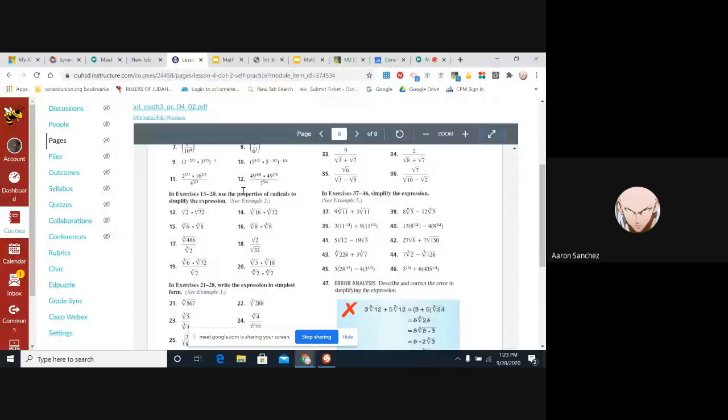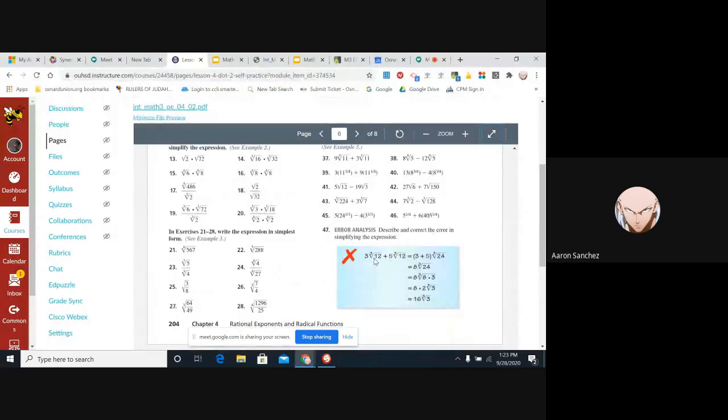Let's look at 47. What's the error here? 3 cubed root 12 plus 5 cubed root 12. Look what they did. 3 plus 5 is 8. The mistake is right here: you don't add the 12s. It's not 8 cubed root 24. I have 3 cubed root 12s here and 5 cubed root 12s here, so it should be 8 cubed root 12s. You don't add those up. That's the mistake.